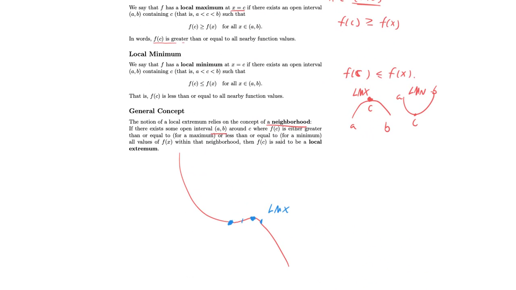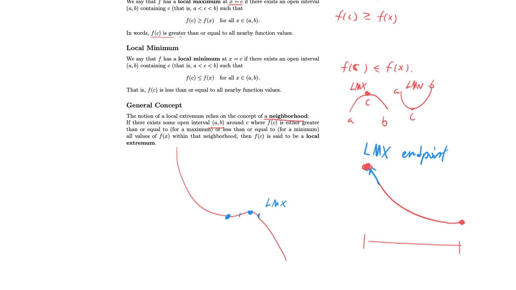Now, another thing that I want to note is endpoints. So if you have an endpoint that looks like this, it would still be considered a local maximum endpoint. You need to check at this point whether the right-hand side is increasing or decreasing. And it's possible that this endpoint can be a global extremum. So for example, if our function is only defined like this, then this is a global maximum as well.